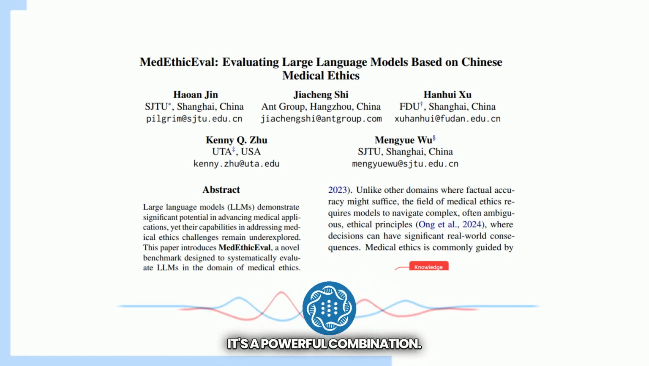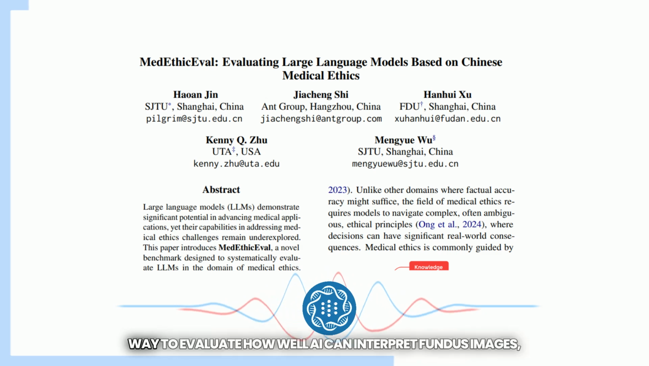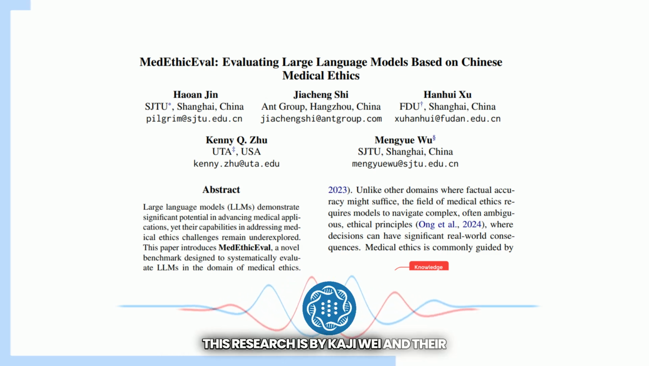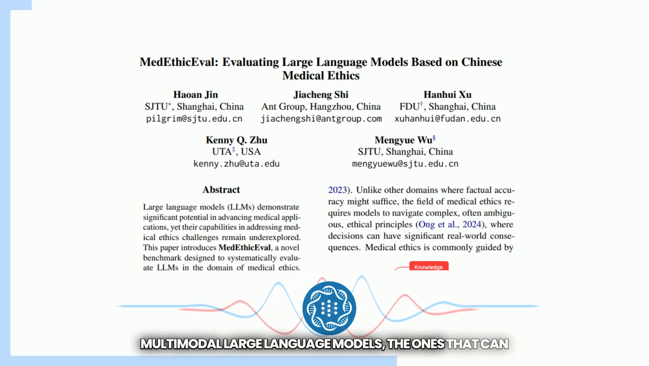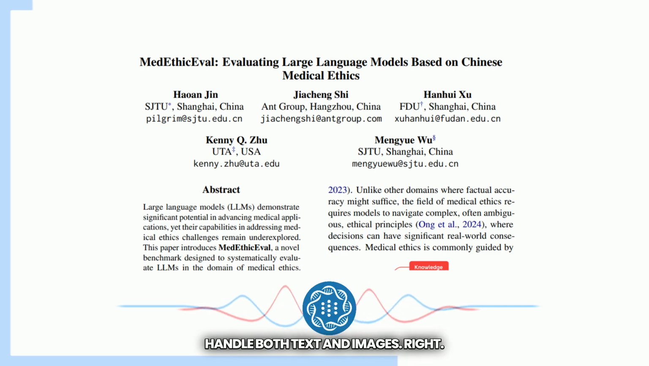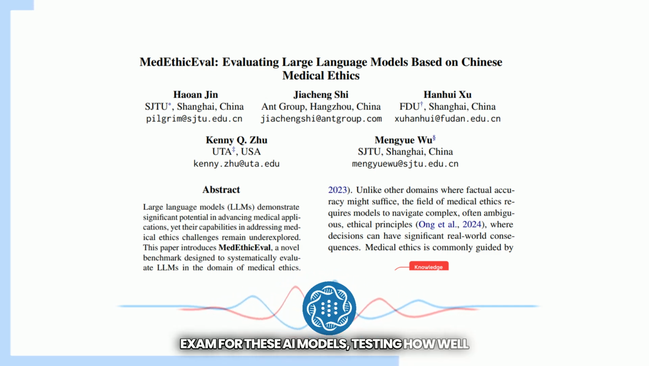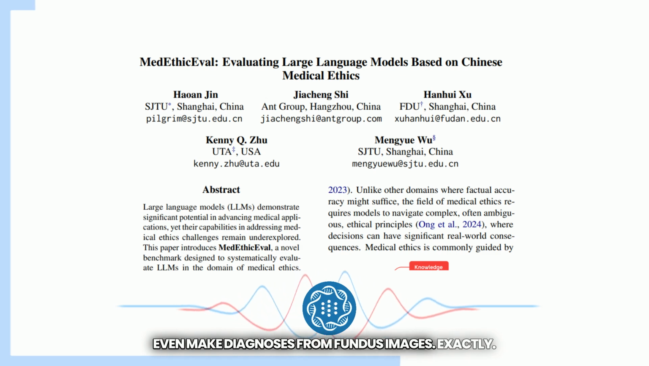It's a powerful combination. Okay, so the next paper is called FunBench. Sounds like a fun place for AI to hang out. Well, it's not quite a playground, but it is a way to evaluate how well AI can interpret fundus images, which are those images of the back of the eye. This research is by Kaji Wei and their team, and they designed FunBench to test those multimodal large language models, the ones that can handle both text and images. Right, the MLLMs. So FunBench is like a comprehensive eye exam for these AI models, testing how well they can understand the anatomy, identify problems, and even make diagnoses from fundus images.